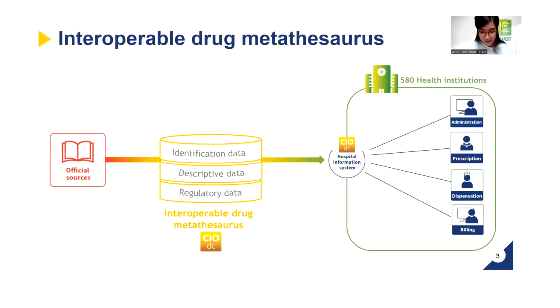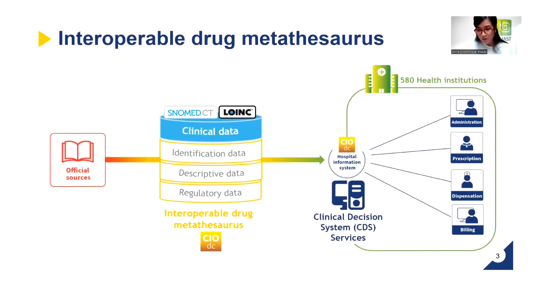Lately, we enhanced our metathesaurus by including the clinical characteristics of drugs, starting with contraindications. These were converted from text to a machine-readable format using SNOMED and LOINC, so that clinical decision support services can use them to align medication prescriptions with patients' clinical conditions.